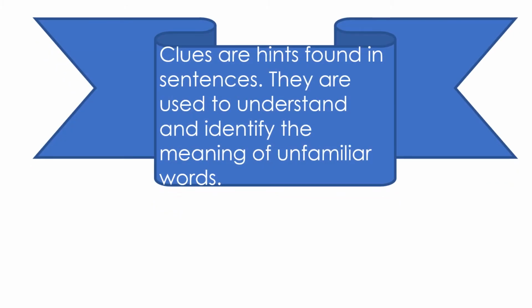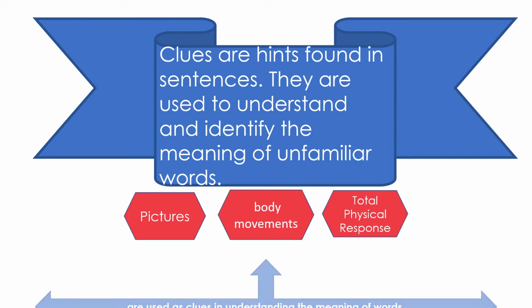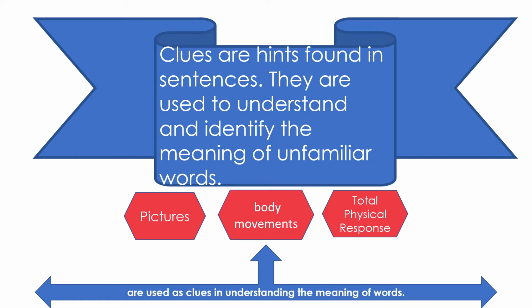After learning activity 1 and 2, we can say that clues are hints found in sentences. They are used to understand and identify the meaning of unfamiliar words. Okay. So we have pictures, body movements, total physical response or TPR. So they are used as clues in understanding the meaning of words. Okay?